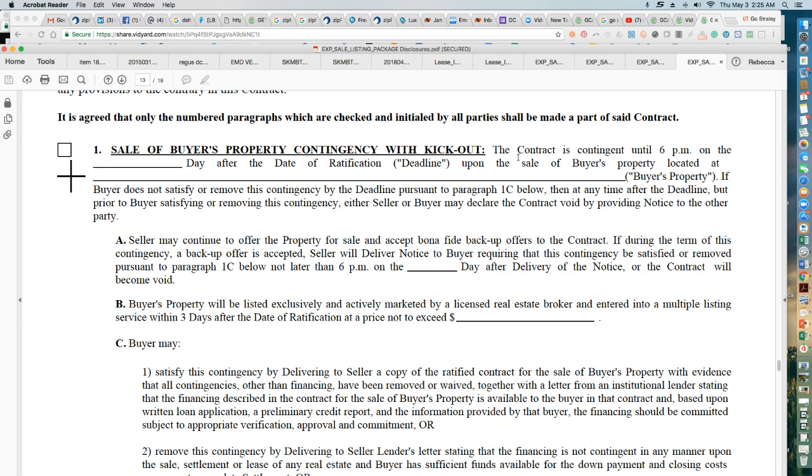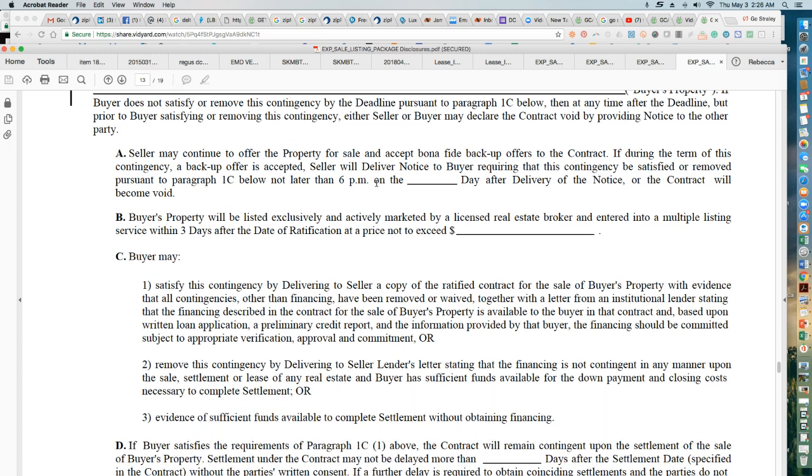So here the contract is contingent until 6 p.m. on, let's say, the 30th day after the date of ratification. This is why the date of ratification is so very important, because all of our clauses are tied to that date, and we count our days. Upon the seller of the buyer's property located at, we're putting the address in here, including city, state, and zip, as complete as possible so everybody knows which property we are talking about.